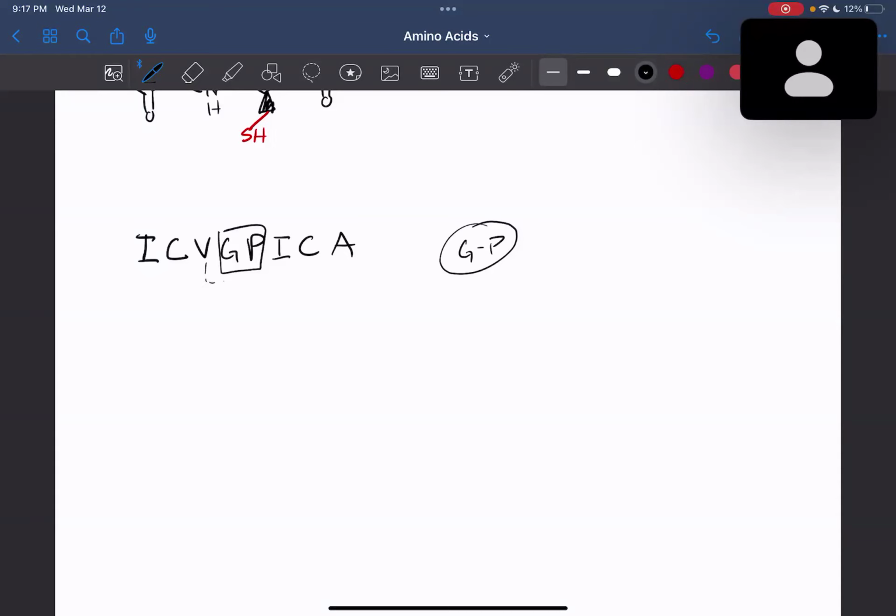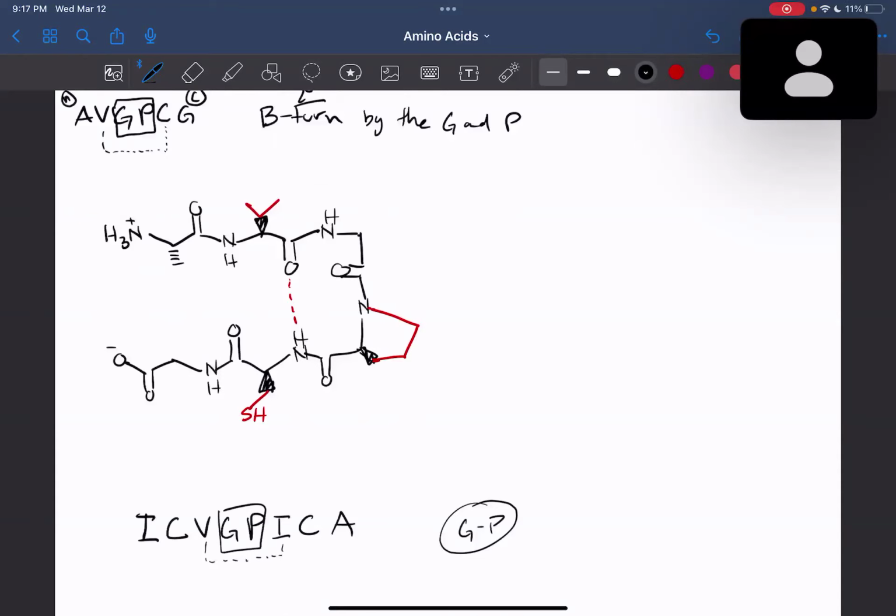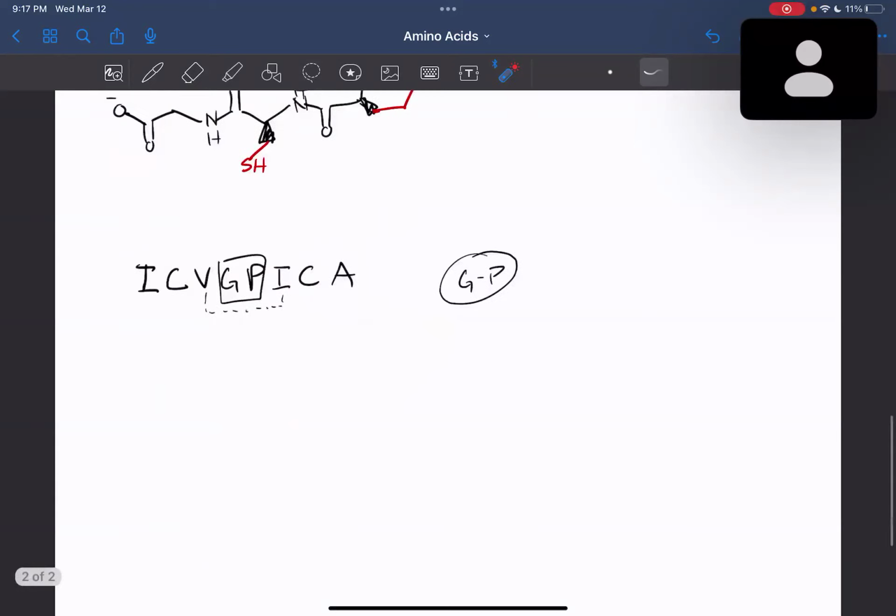Okay, and it's mediated by this bond. Why am I drawing this? It's because the hydrogen bonding is the CO bond on valine and the NH on cysteine here. So it's these two that are mediating this. These guys are just the ones that are actually getting bent, okay? So let's do this here.